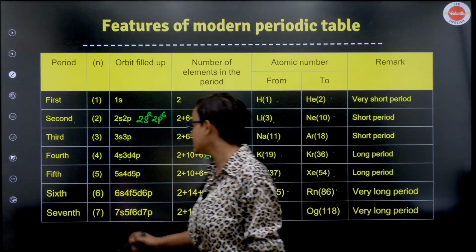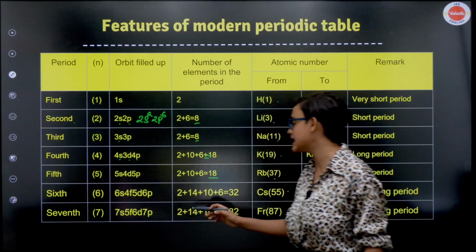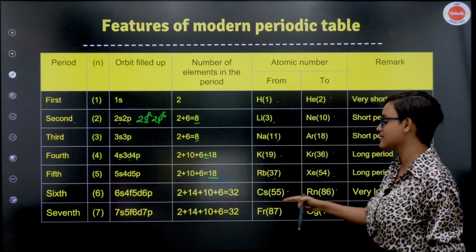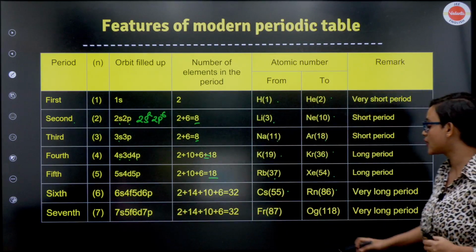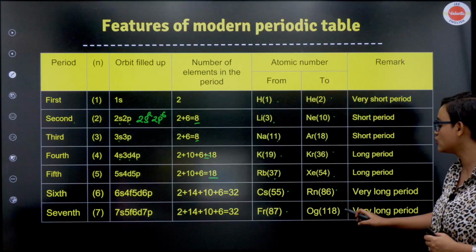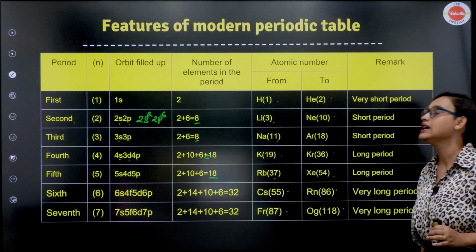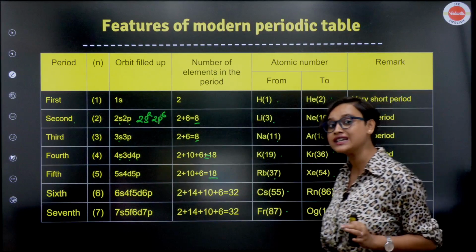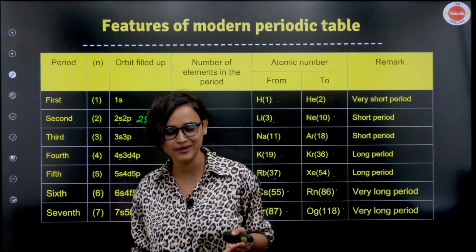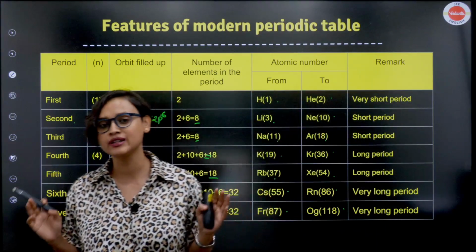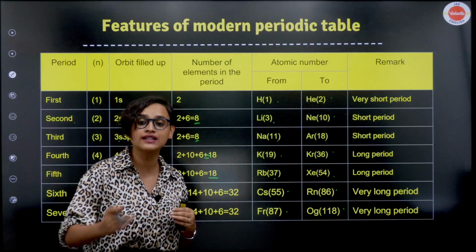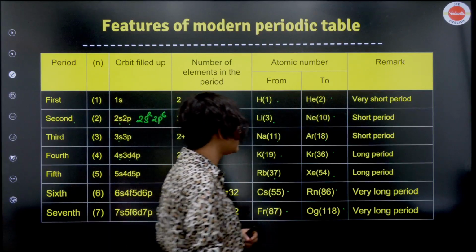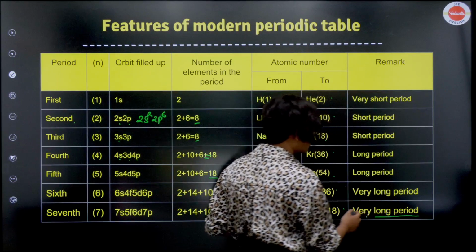Then we come to the 7th where 7s, 5f, 6d and 7p, 2 plus 14 plus 10 plus 6 is equal to 32. Starts from francium 87 and goes to oganesson, Og is the last element. Isn't it amazing? It is amazing to know, right? Og is the last element in the periodic table. It's called oganesson, the 118th element, in your very long period.